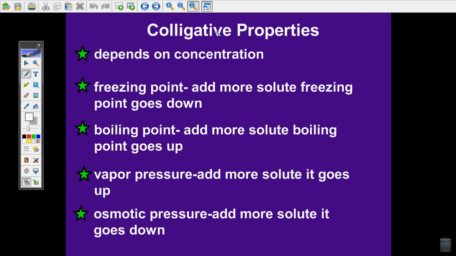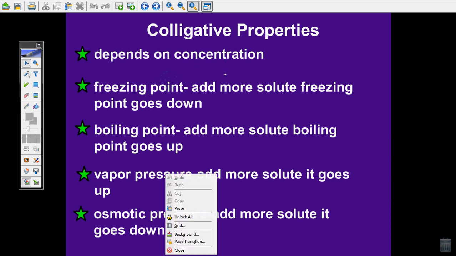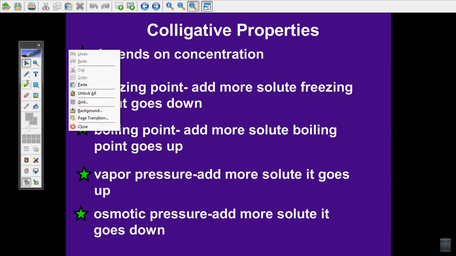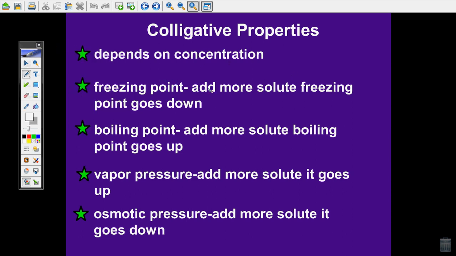So, colligative properties. Colligative properties are things like freezing point and boiling point, and they all depend on concentration. Concentration increases with the more solute you have. So if you add more solute, your freezing point is going to be lowered. If you add more solute, your boiling point will go up.